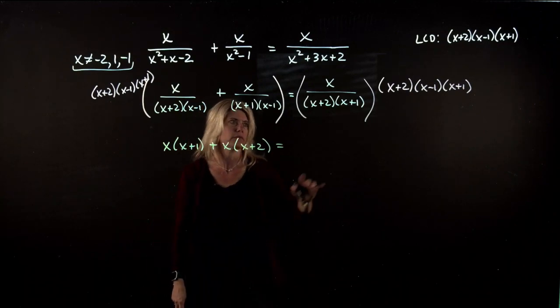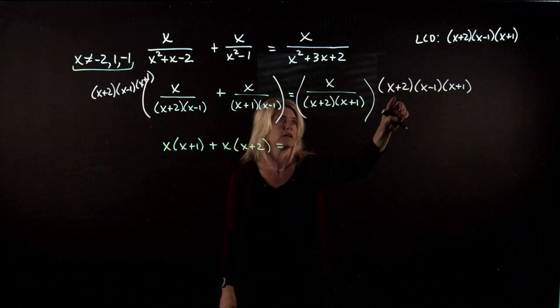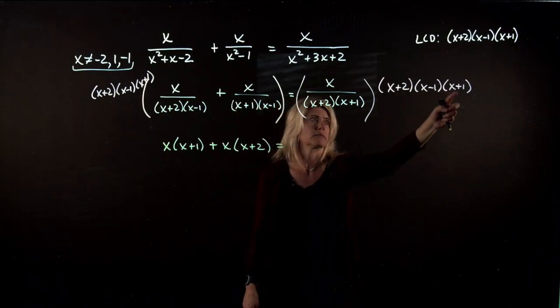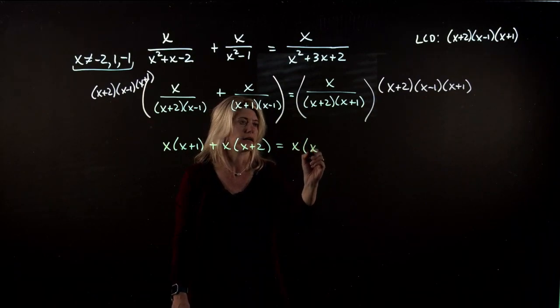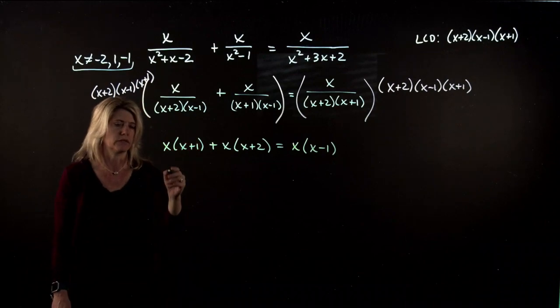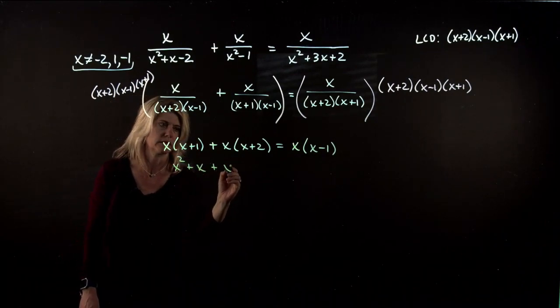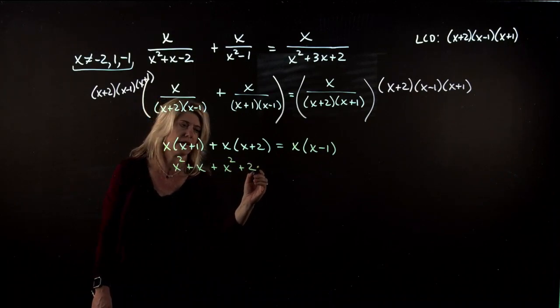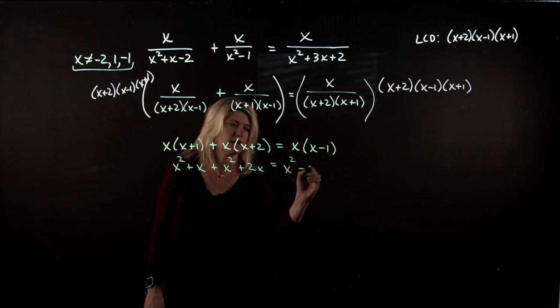That's going to equal, when you multiply the least common denominator into this rational expression, the x plus 2, the x plus 1 divide out, so we are left with x times x minus 1. And now we distribute, so we will get x squared plus x plus x squared plus 2x is equal to x squared minus x.